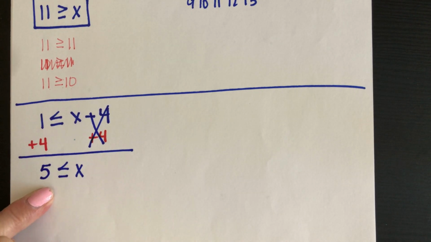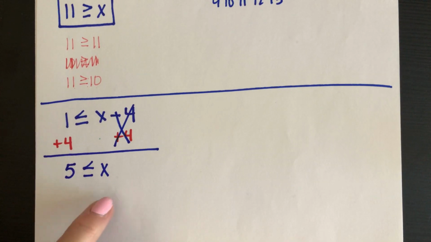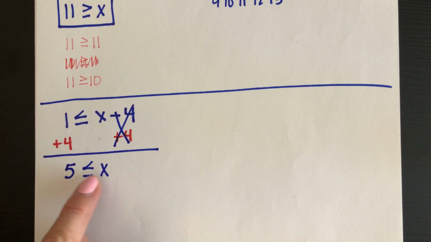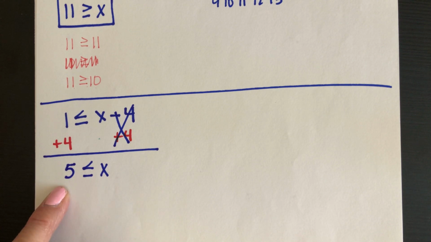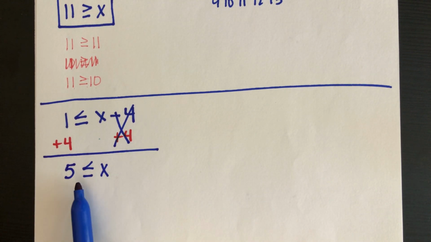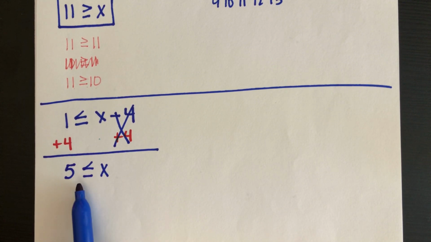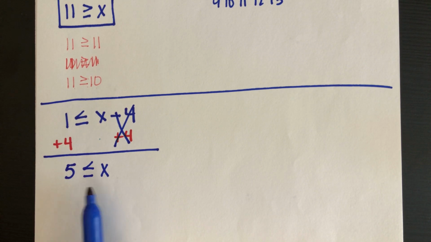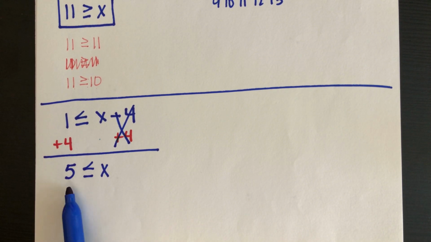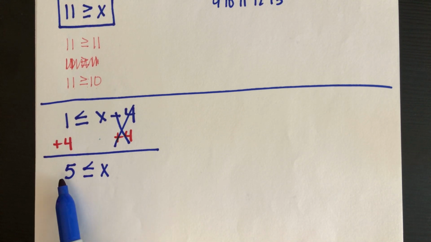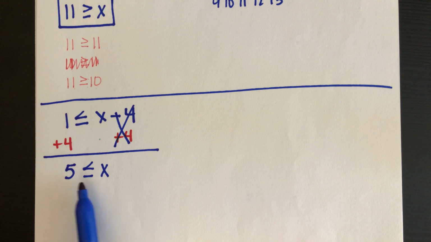So now I would normally read it from left to right, but since my variable is on the right, I'm going to read it backwards. I'm going to say x is greater than or equal to 5. X is greater than or equal to 5. Because if I read it left to right, it's 5 is less than or equal to. Now I'm going to say x is greater than or equal to. I just picked the opposite term, right? Key phrase: 5 is less than or equal to x, so x is greater than or equal to 5.